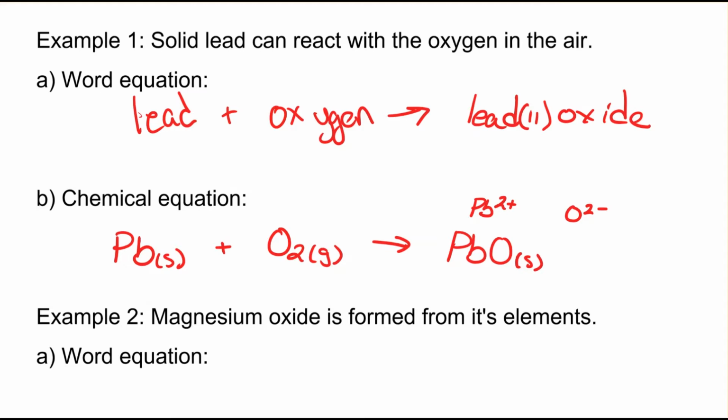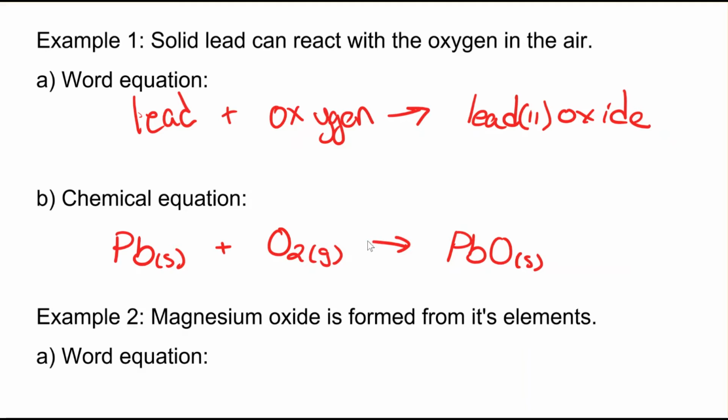So we've made some assumptions about what we're going to make. I'm just going to erase this right now. So lead reacts with oxygen to make lead 2 oxide. Perfect. This is awesome. So now let's go ahead and balance it.